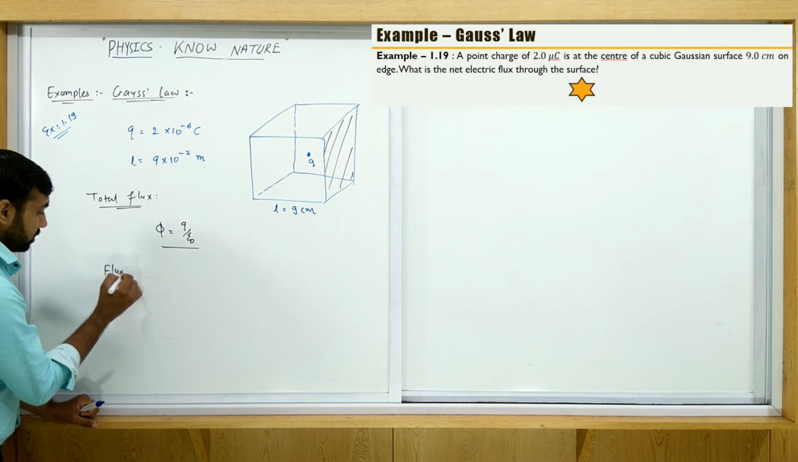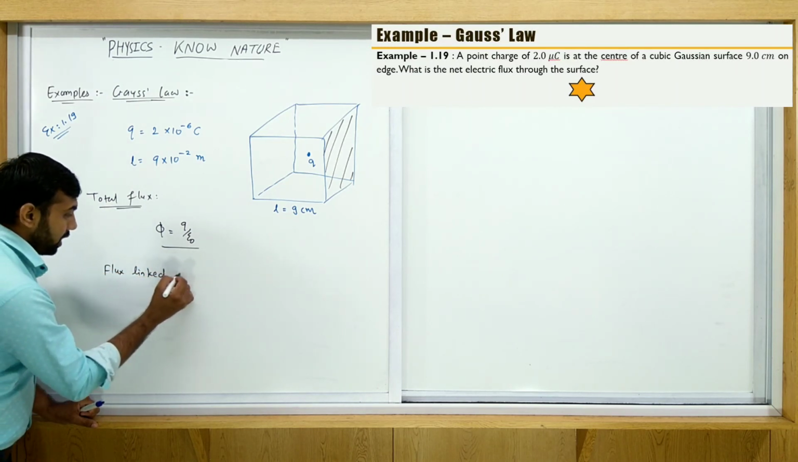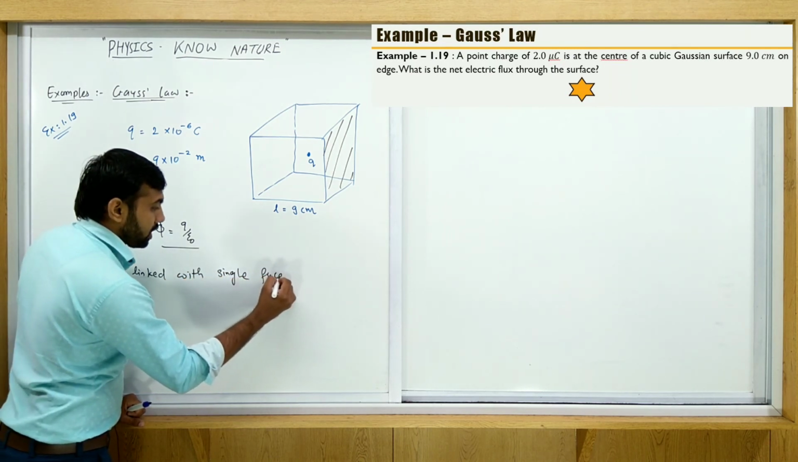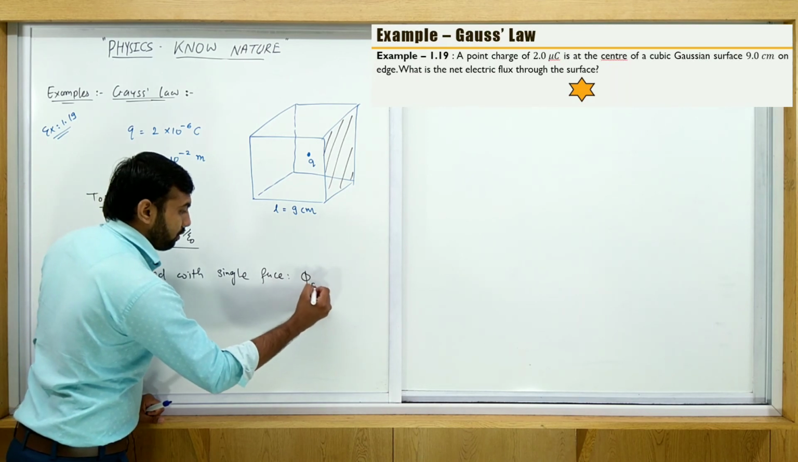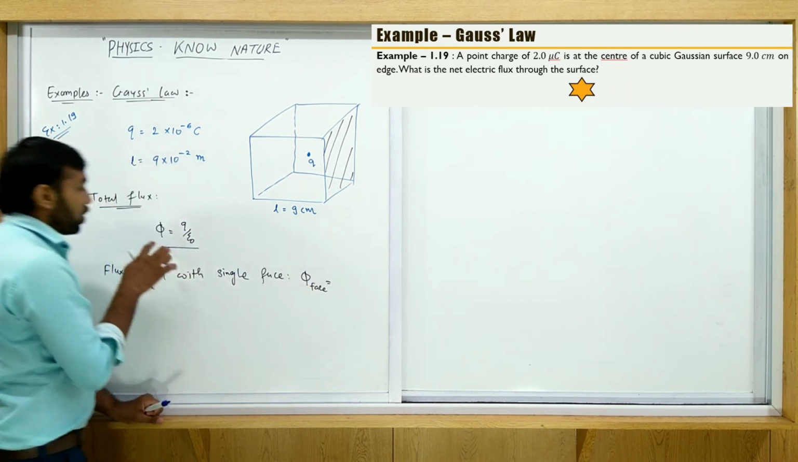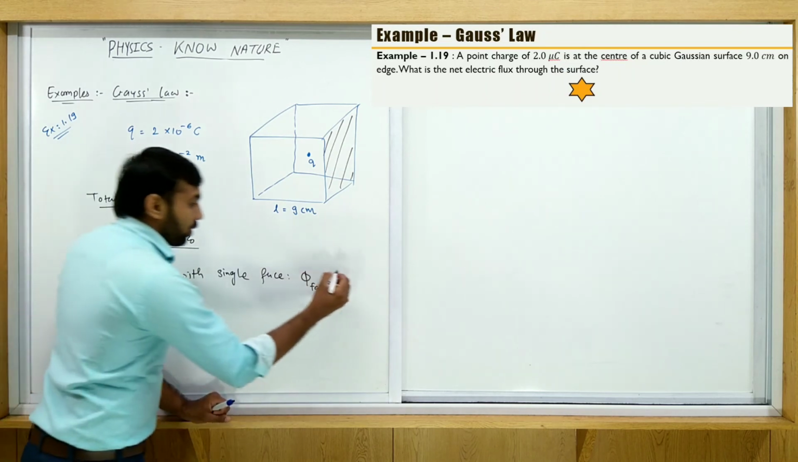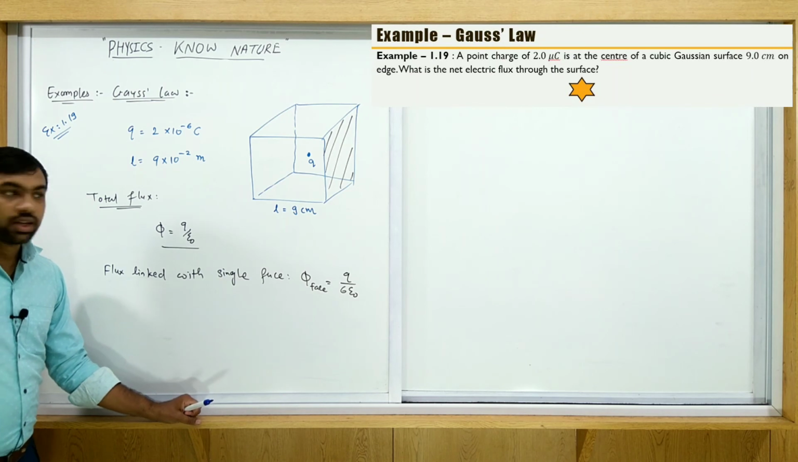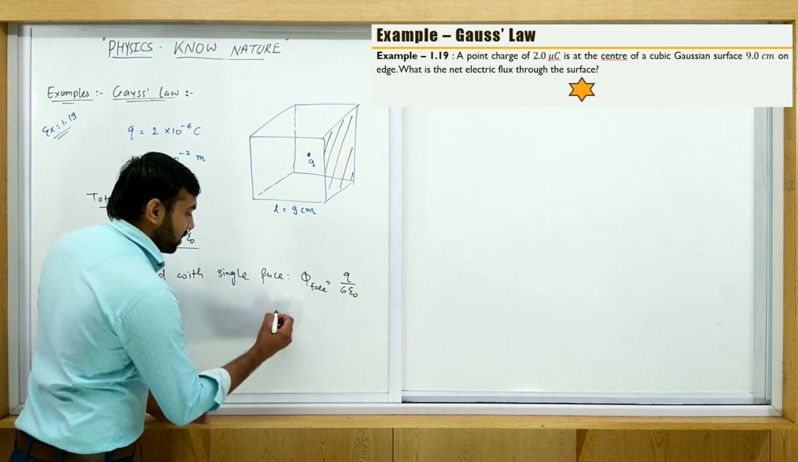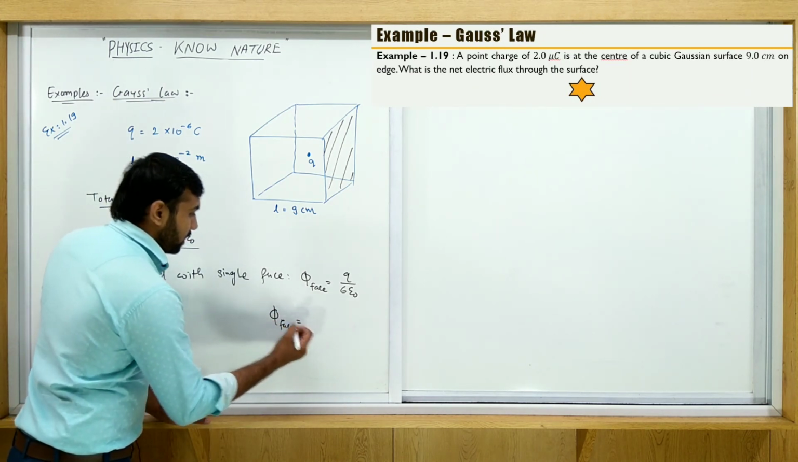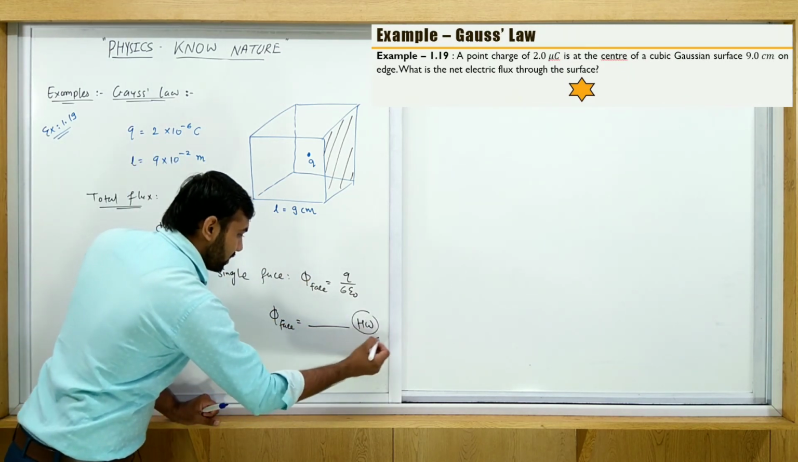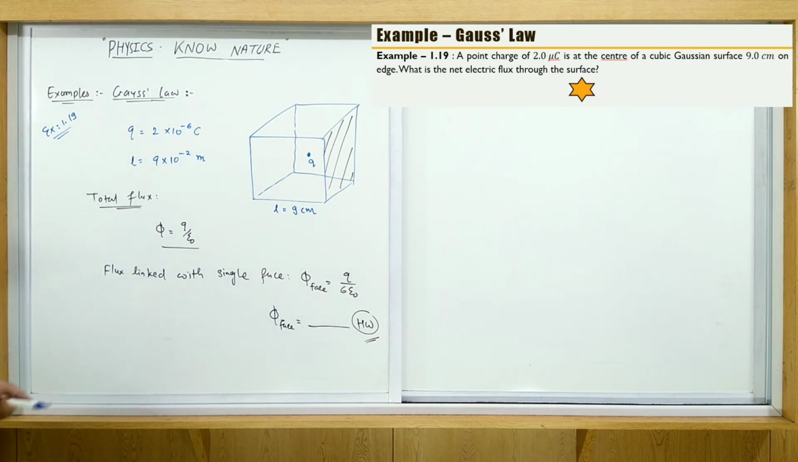So the flux linked with a single face, phi face, is equal to the total divided by 6. So q upon 6 epsilon naught. So what is this answer? Phi face is equal to, you just put the values here and you get this. Okay, so the calculation is homework. Okay, all of you guys note this example, then after we are going to the next one. Note it.